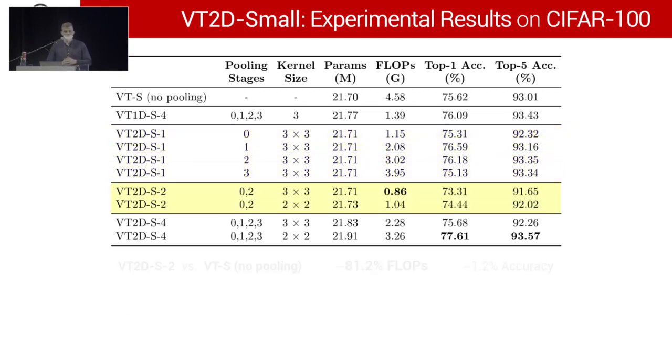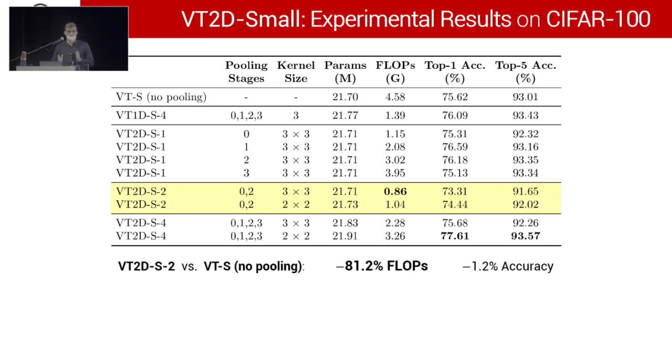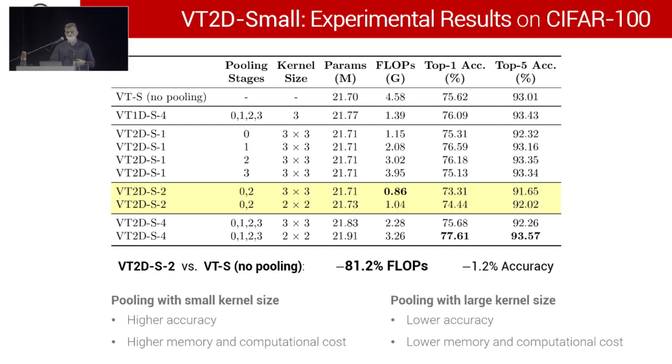Also in the table, we can see that our proposed VT2D2 with two pooling layers in the first and third stage of the architecture is able to reduce the computational cost expressed in flops by up to 81.2% when compared to the baseline model without pooling, at the cost of a slight reduction of accuracy of about 1 percentage point. We also studied the effects of varying the kernel size of the pooling layer, and we derived that pooling with small kernel sizes is able to achieve a higher accuracy, but also a higher memory and computational cost when compared with pooling layers with a large kernel size.